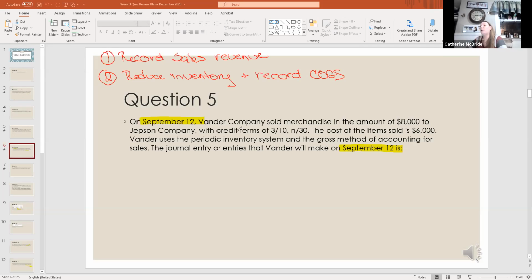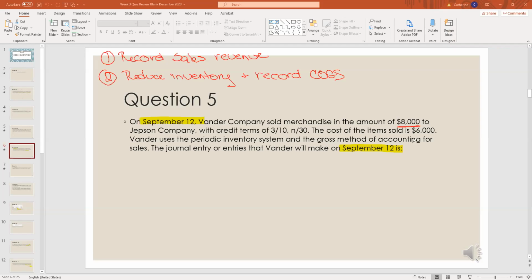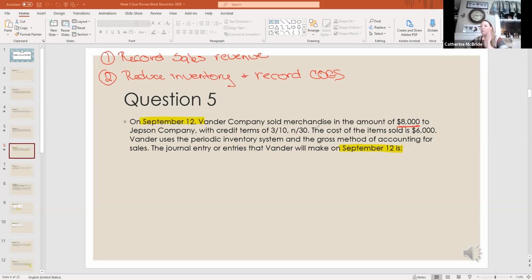So on September 12th, Vander Company sold merchandise in the amount of $8,000 to Jepson Company with credit terms 3/10 net 30, which we don't have to worry about yet. The cost of the items sold is $6,000. So we have $2,000 in profit. To record this, the first thing we're going to do is record the sale. So we're going to have accounts receivable and sales revenue for $8,000.